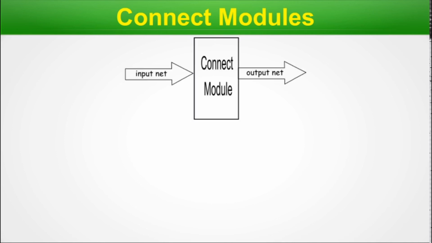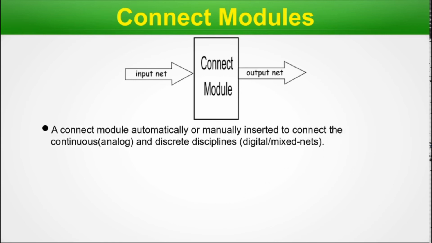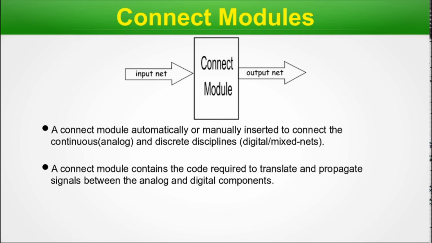The connect modules actually connect a Verilog-A block with a Verilog block, or vice versa. A connect module, automatically or manually inserted, connects the continuous, that is analog, and discrete, that is digital, disciplines or mixed nets. A connect module contains the code required to translate and propagate signals between the analog and digital components.